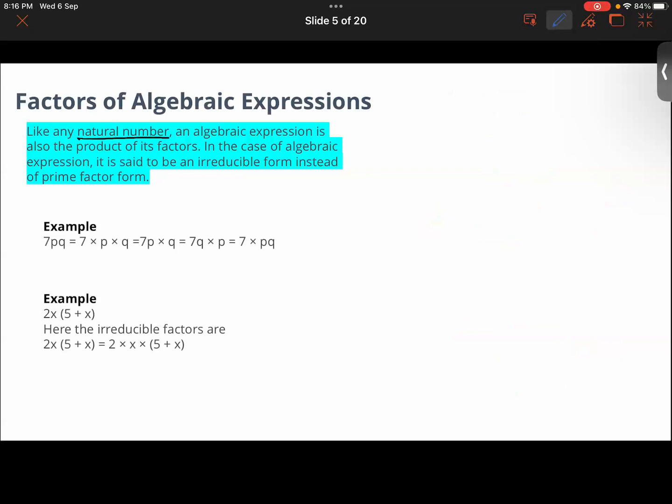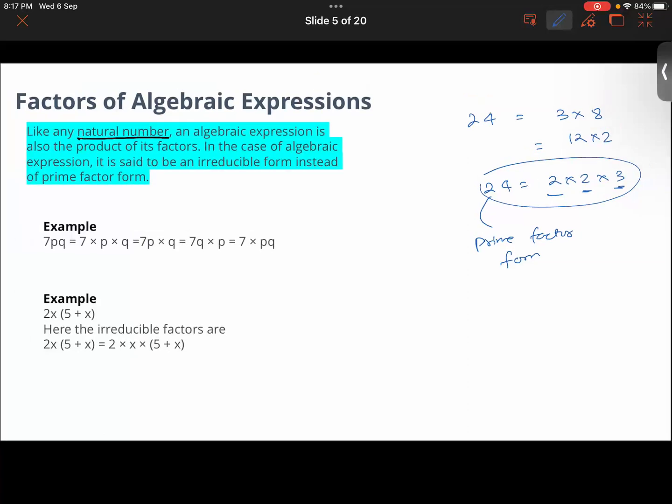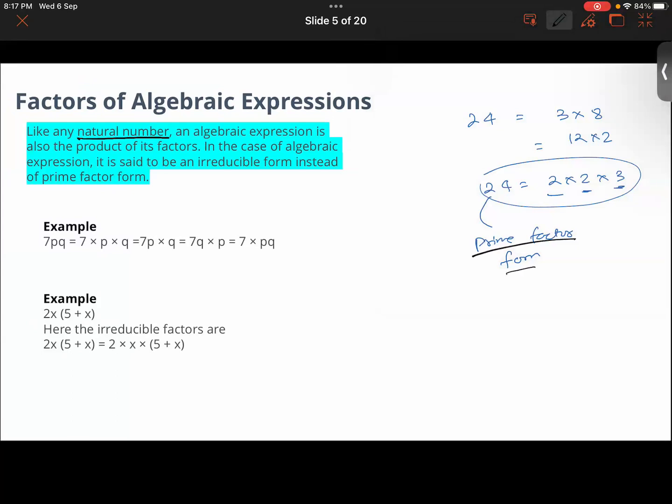For example 24. इसकी prime factors हमें इस तरह से मिल रही थी. But in the case of algebraic expressions, it is said to be an irreducible form instead of prime factor form. Right. So 24 equals 2 into 2 into 3. Here you are saying that it has been reduced to the prime factor form. हमें prime factor form इसकी मिल गई है. हमने इसे divide कर दिया prime factor forms की help से. But in the case of algebraic expressions, we won't be using this term, prime factor form.